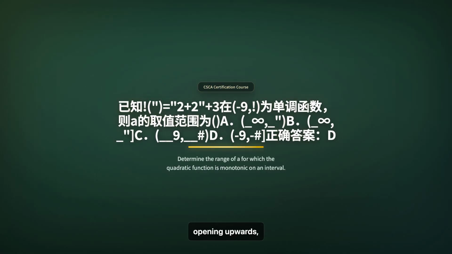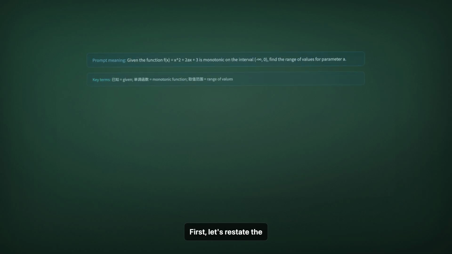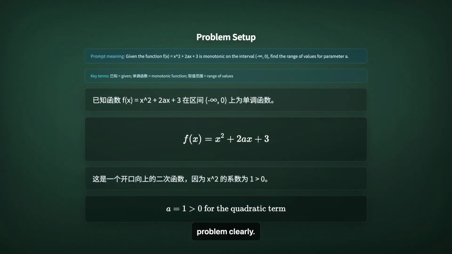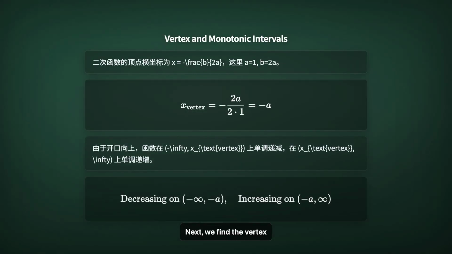But for a quadratic opening upwards, we need to analyze its vertex position relative to the interval. First, let's restate the problem clearly. The function is f of x equals x squared plus 2ax plus 3. This is a quadratic function, and since the coefficient of x squared is 1, which is positive, the parabola opens upwards. This is important because it determines the shape of the graph. It has a minimum point at the vertex, and the function decreases to the left of the vertex and increases to the right.